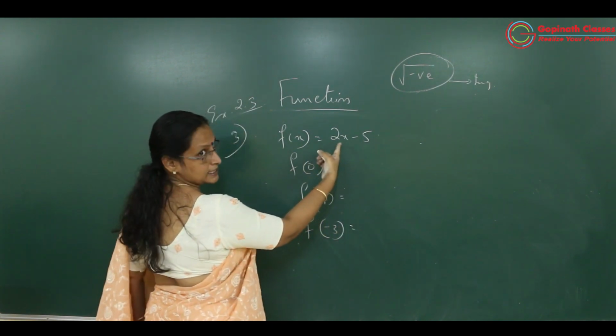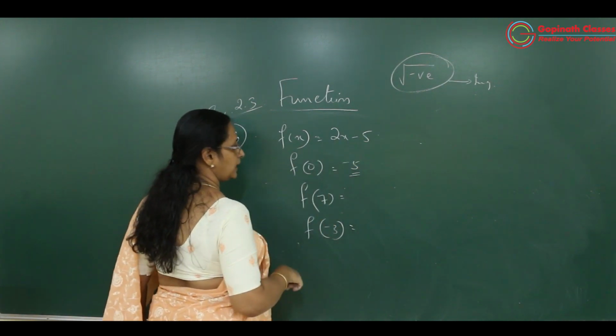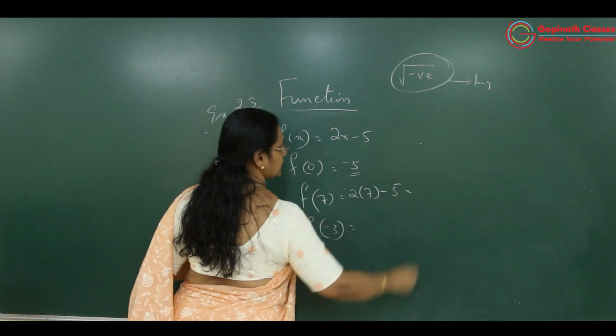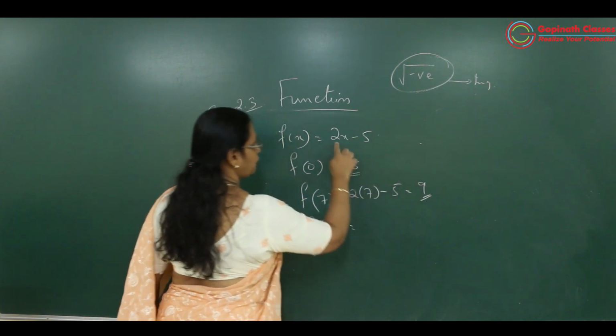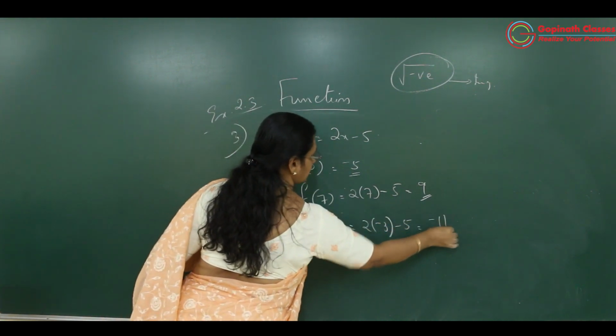What will f(0) be? Put 0 in place of x. The answer is -5. f(7): 7 2s are 14, 14 minus 5 is 9. f(-3): 2 into -3 is -6, minus 5 is -11.